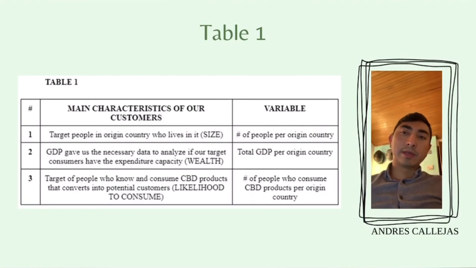The first table shows the size, the wealth, and also the likelihood to consume. What does it mean? The size is the size of the population which is available to use money to buy our products. The wealth is the status of the current economy inside the country, and the likelihood to consume is the person who wants to use our products.